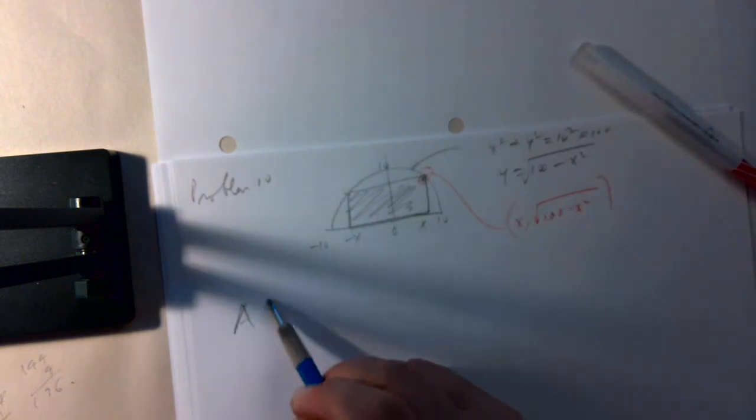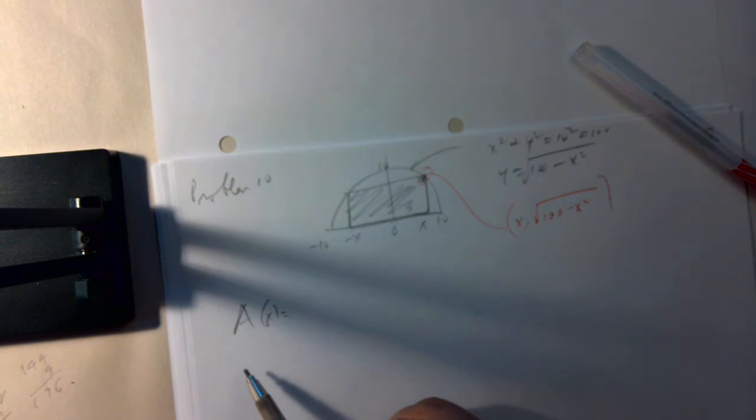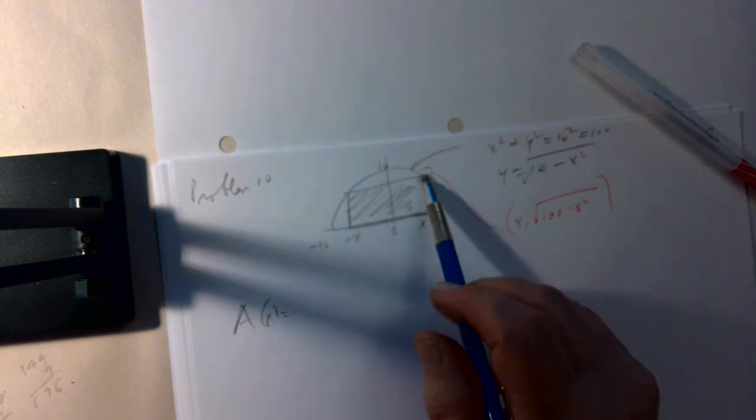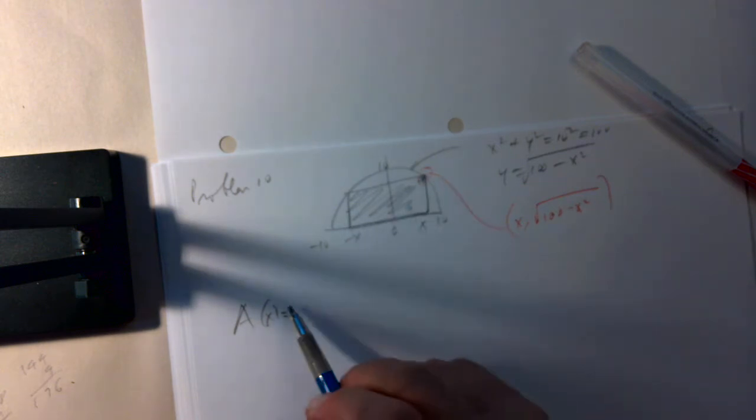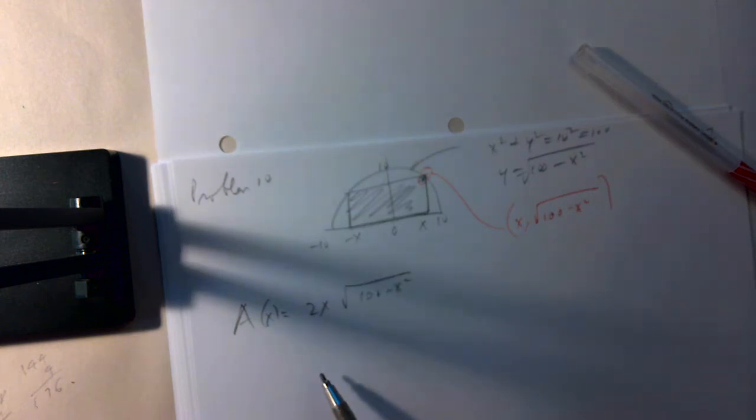So the area of the rectangle is a function of x. The area of a rectangle is the base times the height. From minus x to x, the base is 2x, and the height is the square root of 100 minus x squared. And we want to find the x that makes this area as large as possible.